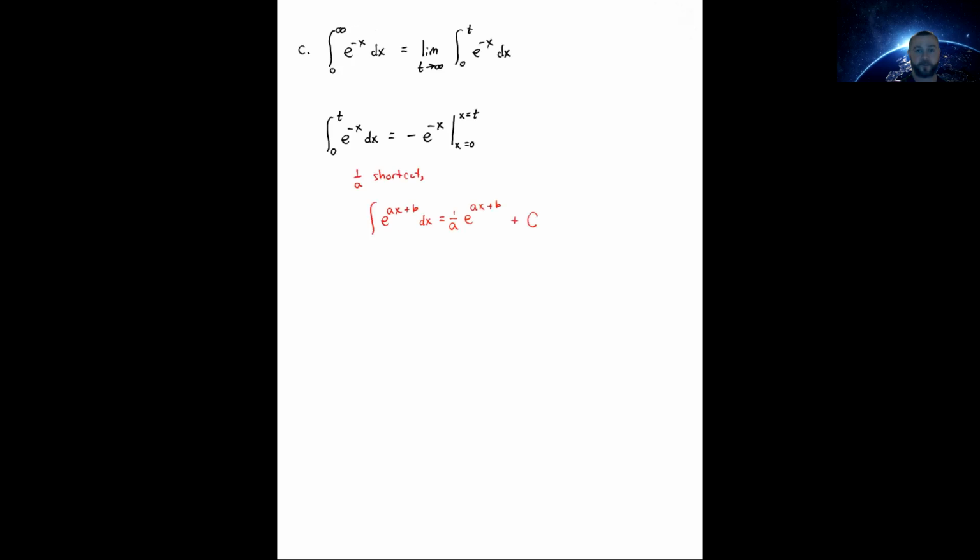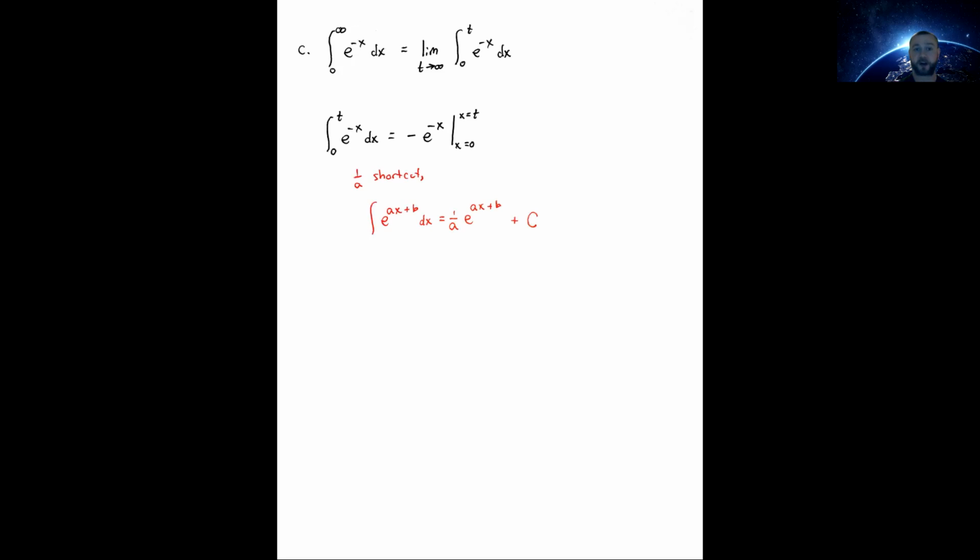All right, if we go to the last one for part C, same thing, we can replace the infinity with t, and then evaluate a limit as t goes to infinity. Now this one, you can make quick work of it if you recall your 1 over a shortcut, saving you a little bit of time for maybe doing a u substitution.